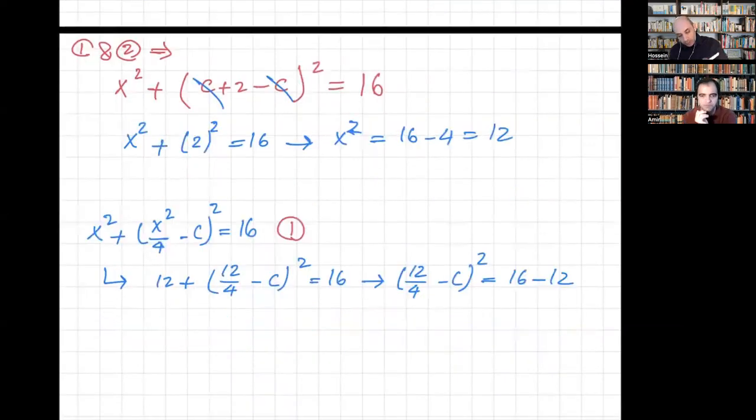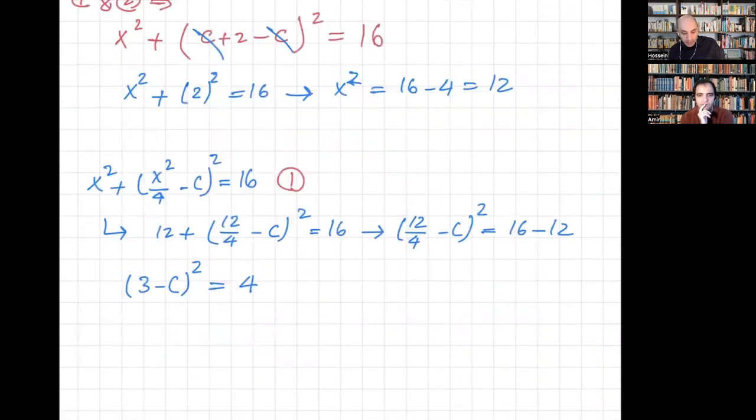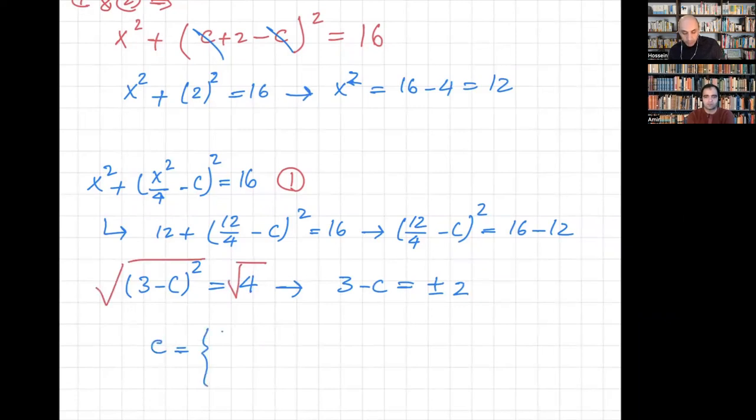And now I have 3 minus c squared equal 4. Okay, and then I take the square root of both sides. So 3 minus c equals plus or minus 2. Correct. So I'm taking a square root from both sides. And then c is equal to either 3 minus 2, which is equal to 1, or 3 plus 2, which is equal to 5. So I have two answers.